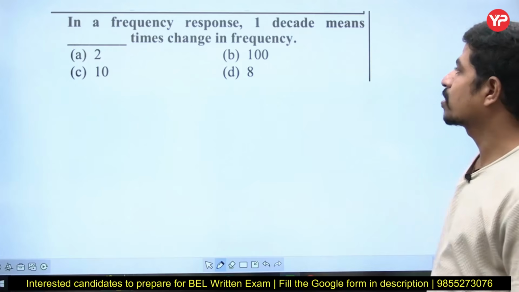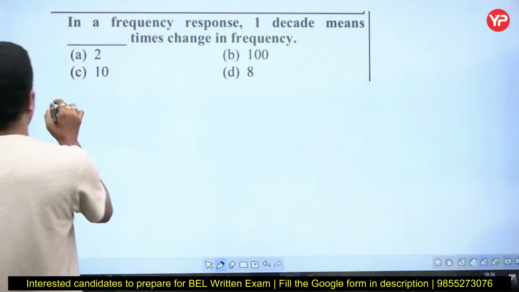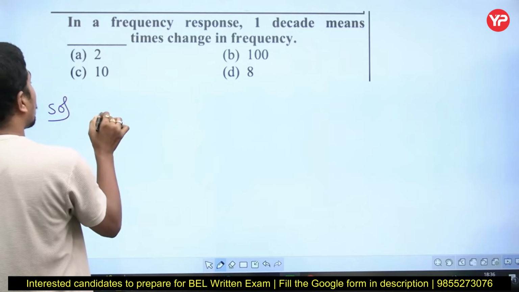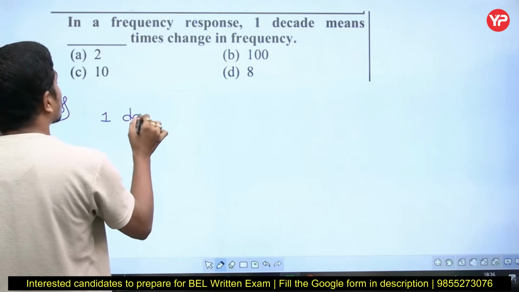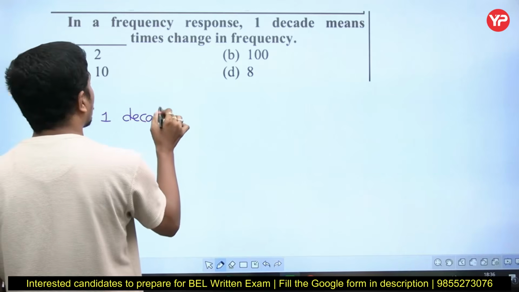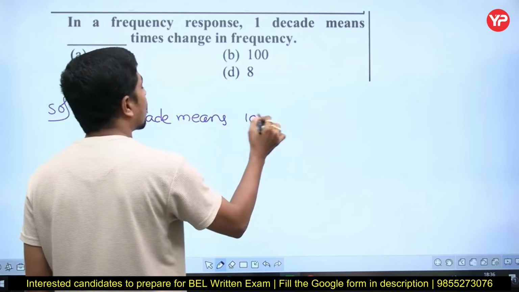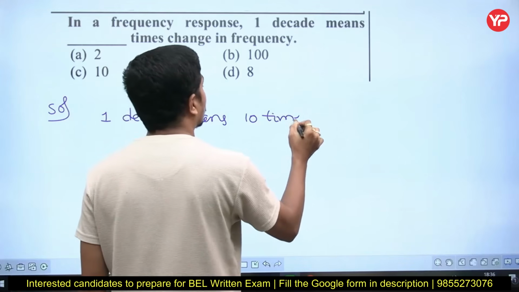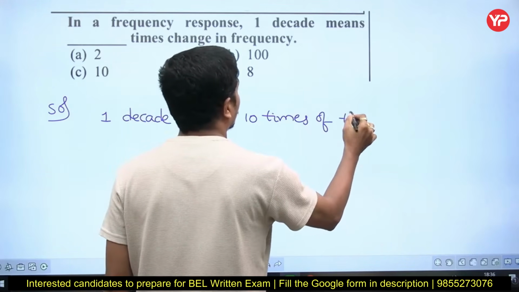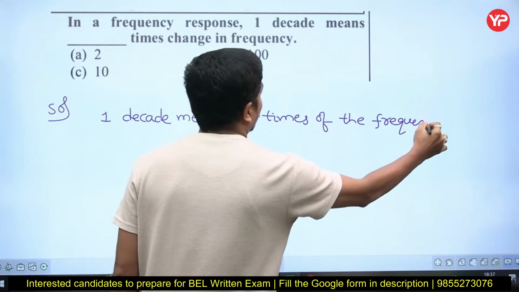Let's go to the next question. In a frequency response, 1 decade means 10 times the frequency. 10 times, not divided by 10. Decade means 10 times the frequency.